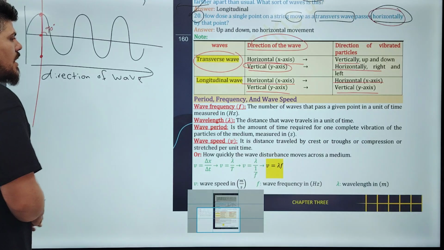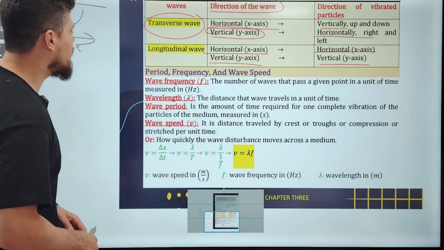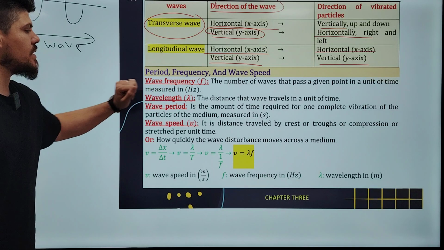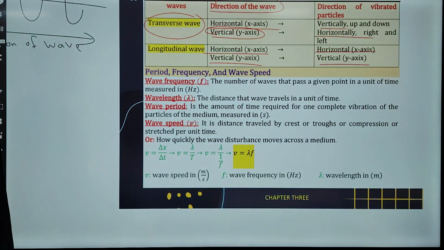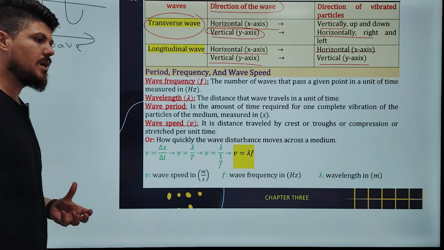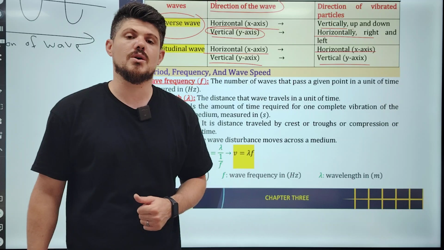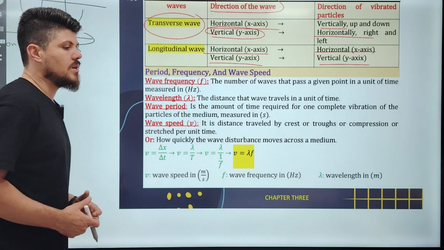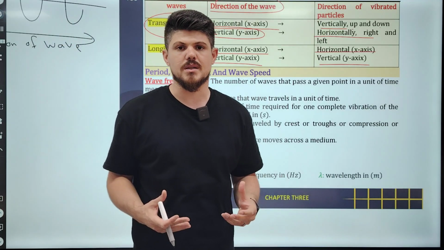Now let's talk about the wave frequency, wavelength, period, and the speed of the wave. What is wave frequency? The number of waves that pass a given point in a unit of time, measured in hertz. Or you can say the frequency is the number of vibrations or oscillations per unit of time. Every wave, all types of waves, has frequency, wavelength, and speed.